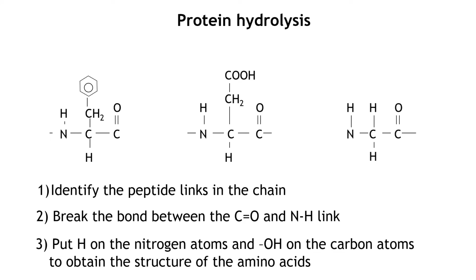Because we're putting the water molecule back in, we need to put a hydrogen atom on the nitrogen atoms, and we need to put an OH onto the carbon atoms to obtain the structure of the amino acids. So we can do it with this molecule on the left, and the middle, and the right hand side. And now we have the structures of 3 amino acids.